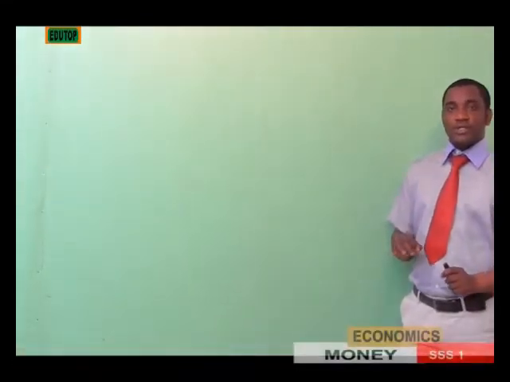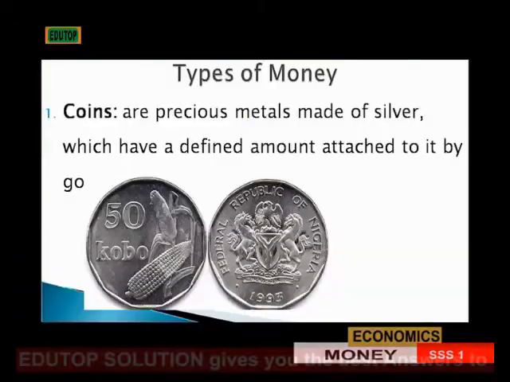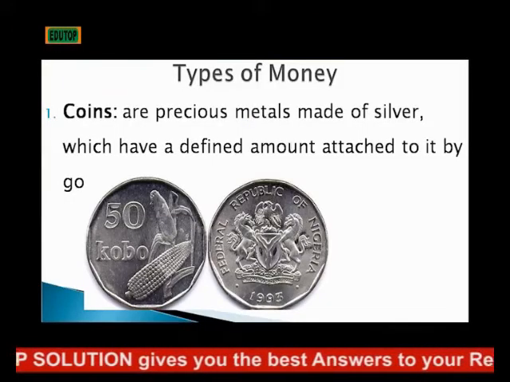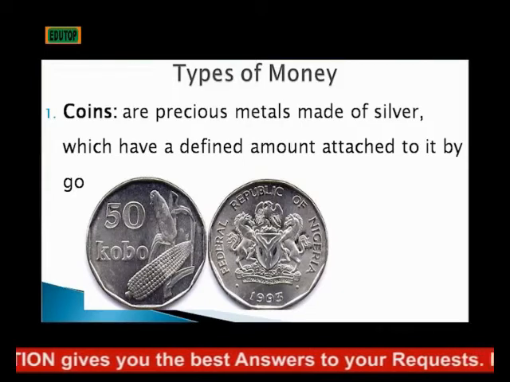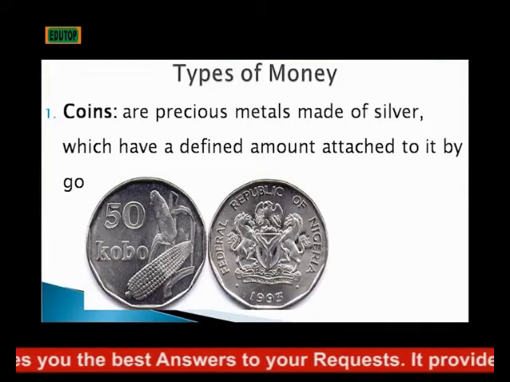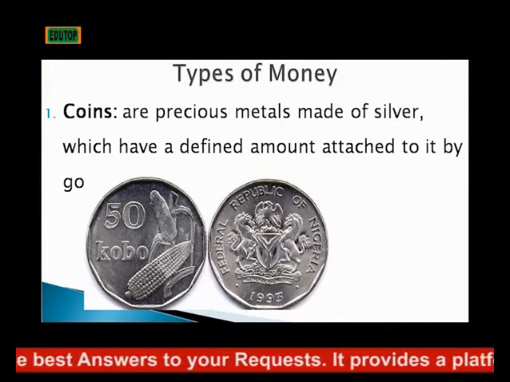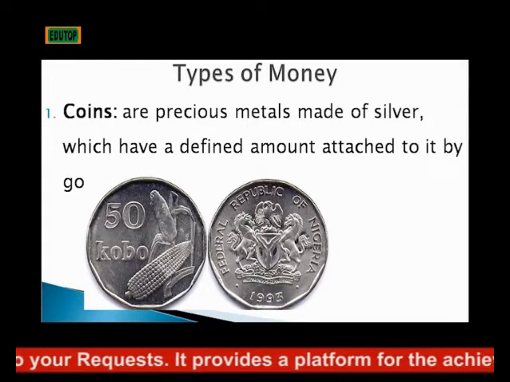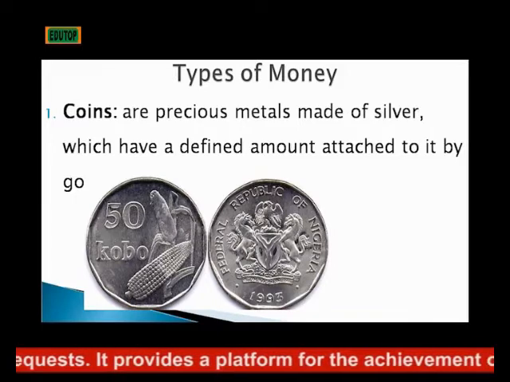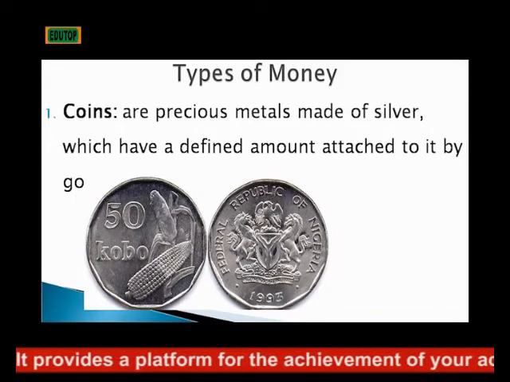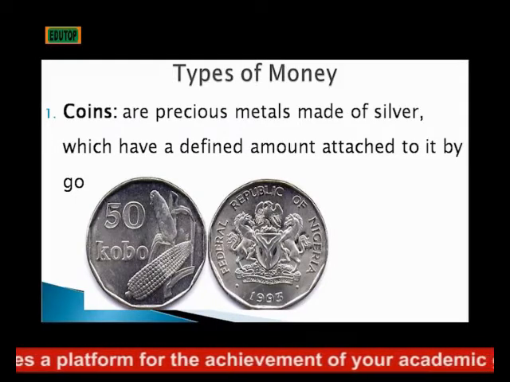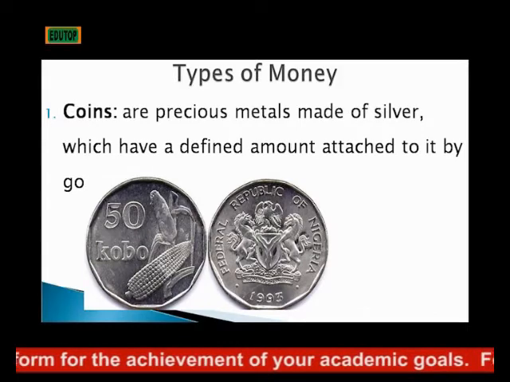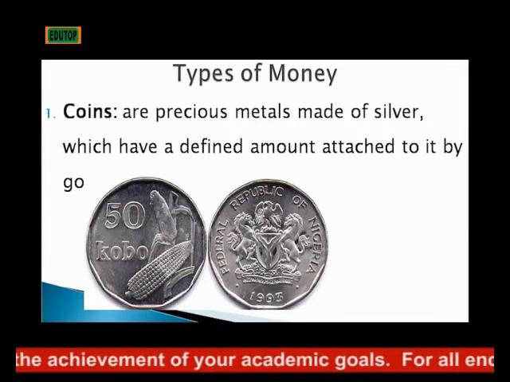Types of money. We have different types of money. Number one, we have coins. Coins are precious metal made of silver, which have a defined amount attached to it by a particular government of that country. For example, see an example of Nigerian coins, 50 kobo. That is the front and the back of the Nigerian coins. That is an example of coins.